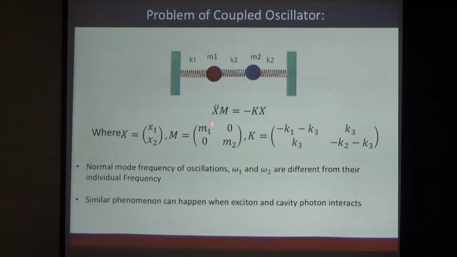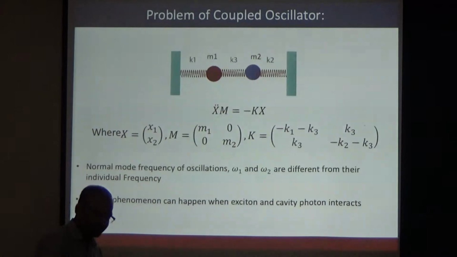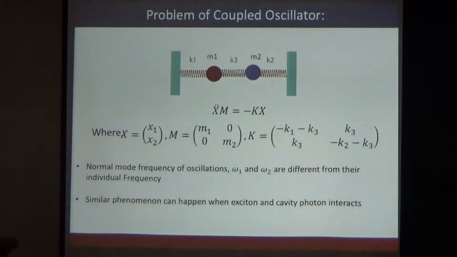As you know, the resonance frequency of each of these individual oscillators will change. For example, if both of them have omega naught resonance frequency and they are interacting, then they will resonate at different frequencies, omega 1 and omega 2. The difference between omega 1 and omega 2 is, in our case, what we call the Rabi splitting.